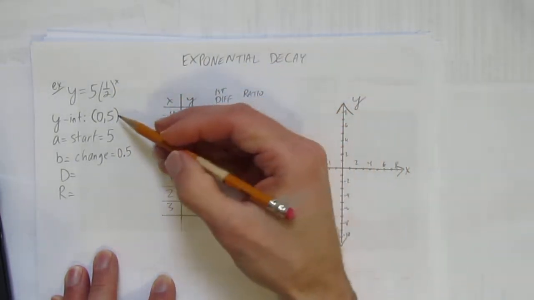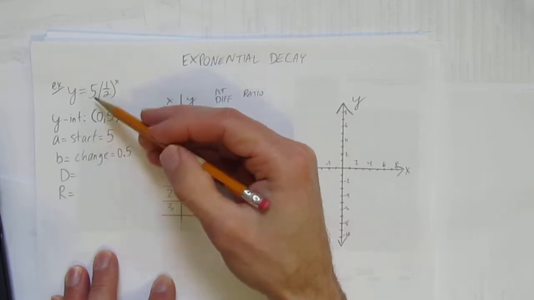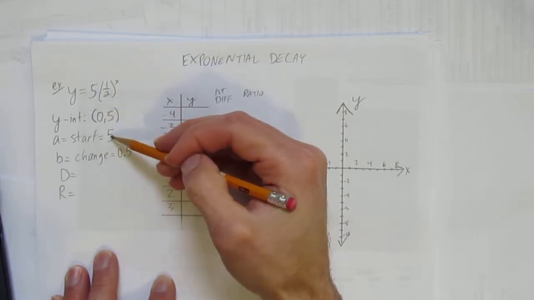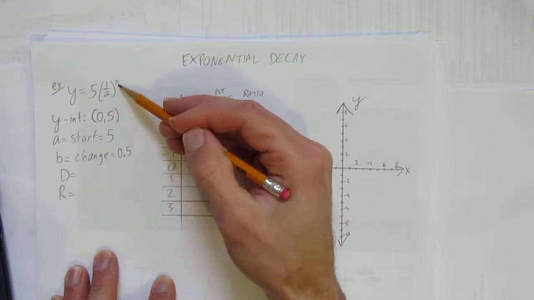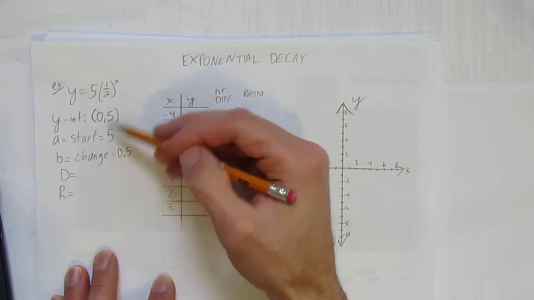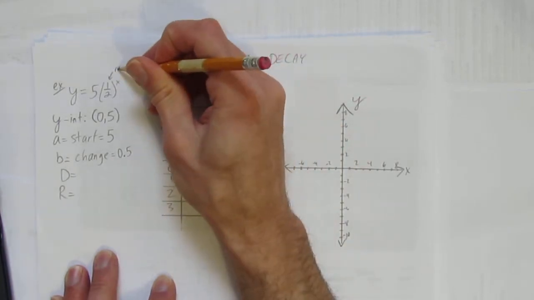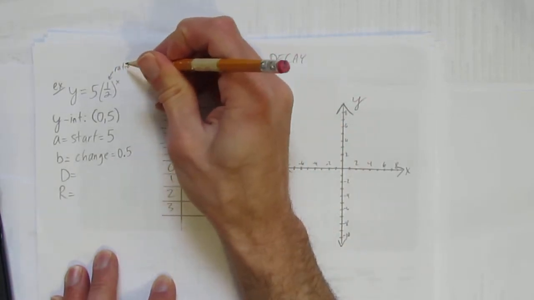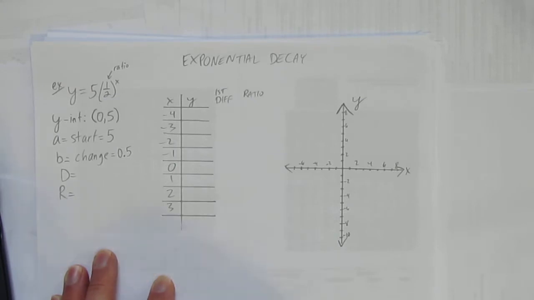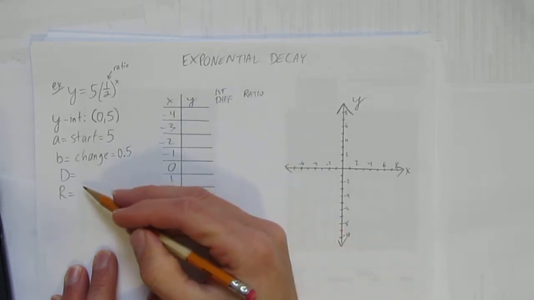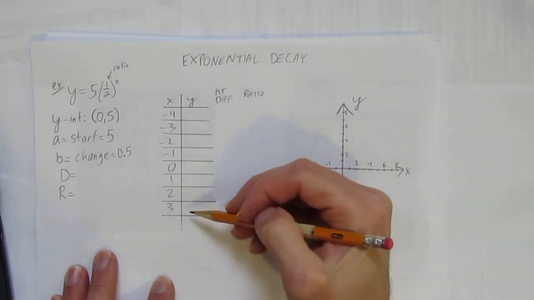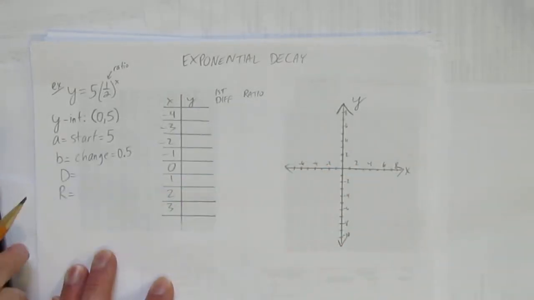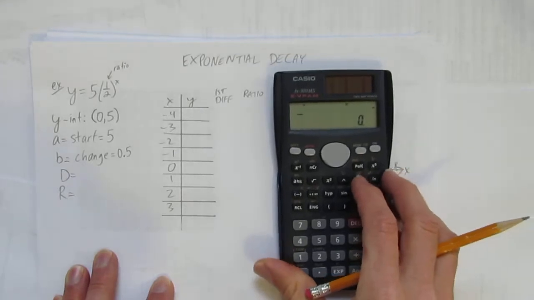Those properties were easy. We just look at the start value or the a value, that's 5, and that's also our y-intercept. And the thing in the brackets with the exponent, that's our change or base or ratio, which in this case is a half or 0.5. We can do domain and range now, but it's easier once we've graphed it to look at it and see. So let's graph it by making a table of values. I'm going to use my calculator to do that.